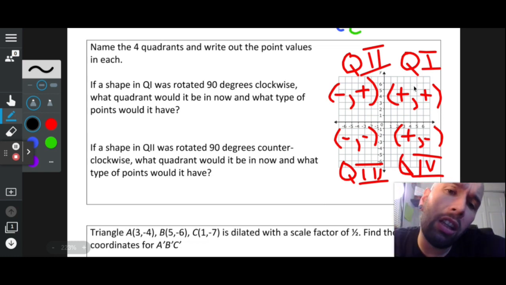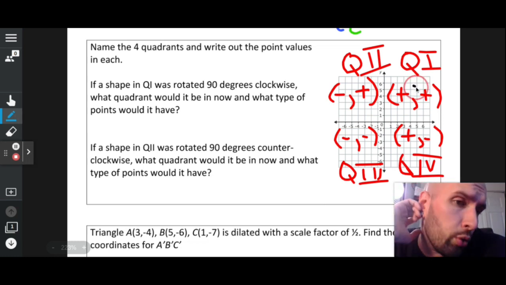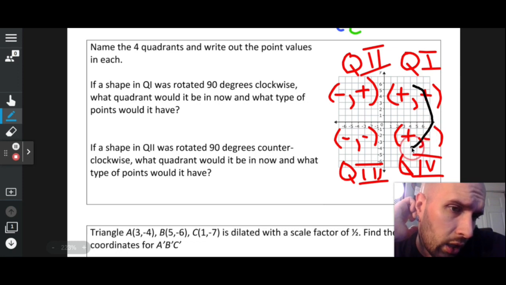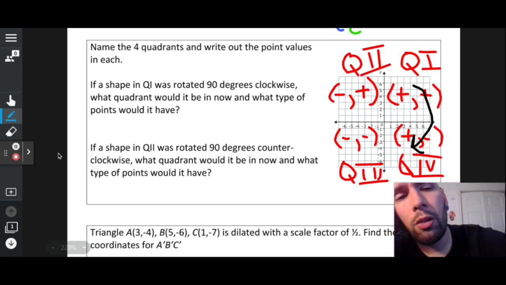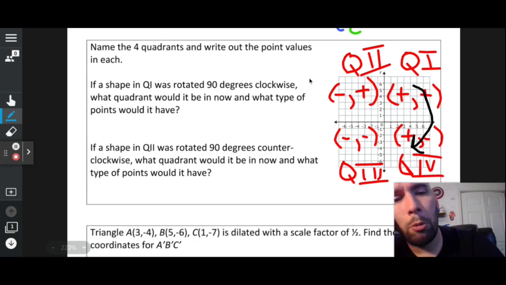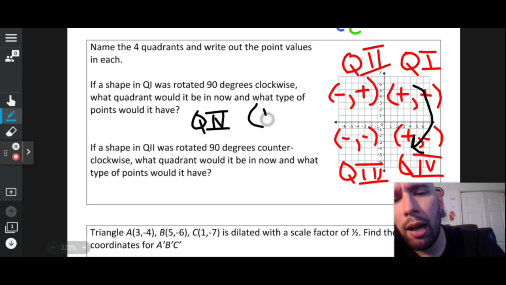90 degrees is one turn. So 90 degrees clockwise would go here and go 1/4 turn. And so that would be quadrant 4. And the type of point would be positive, negative.